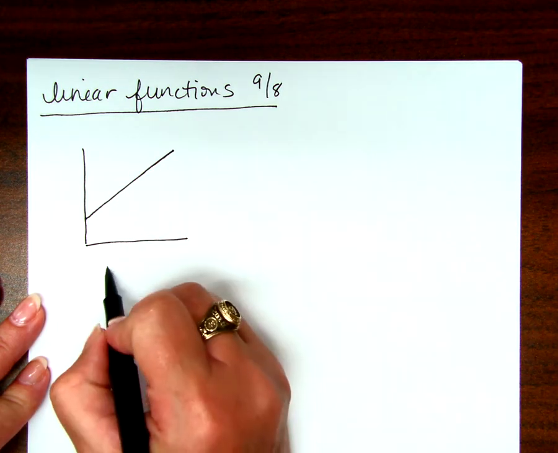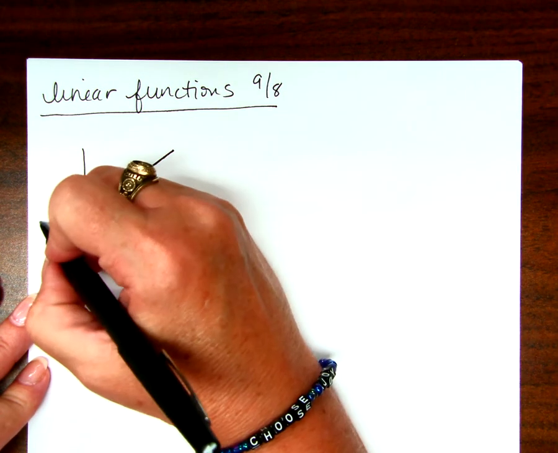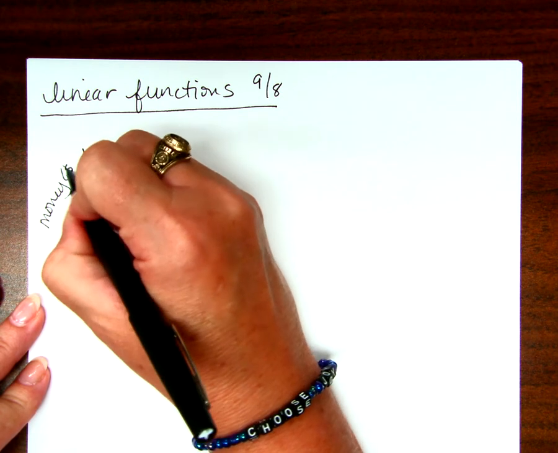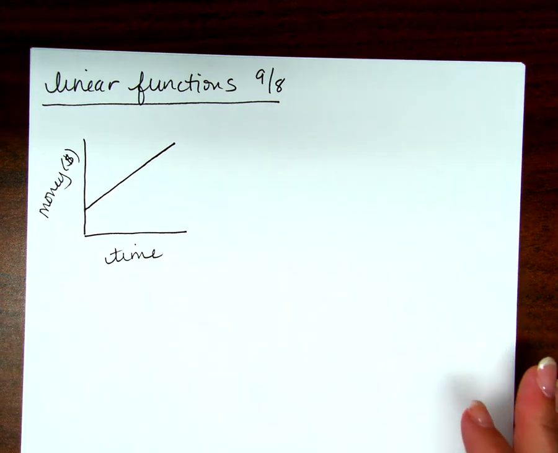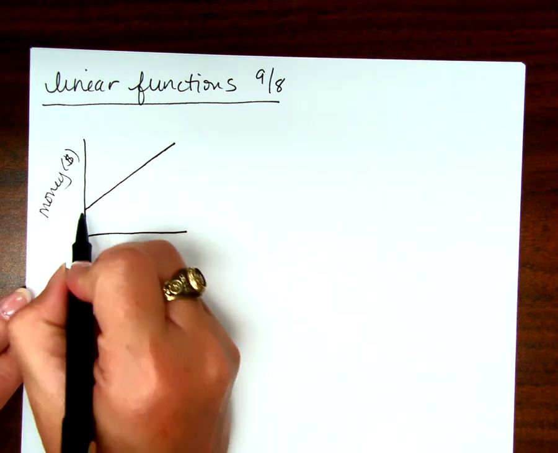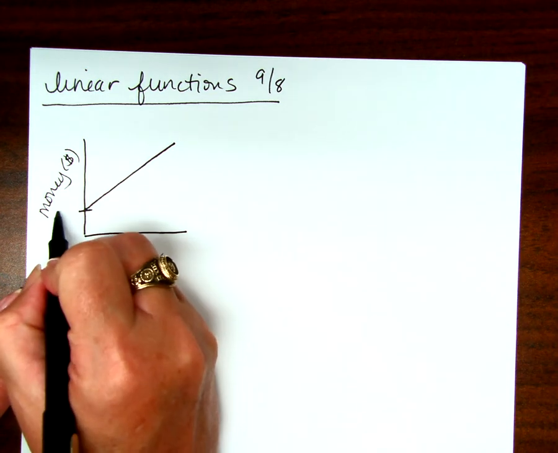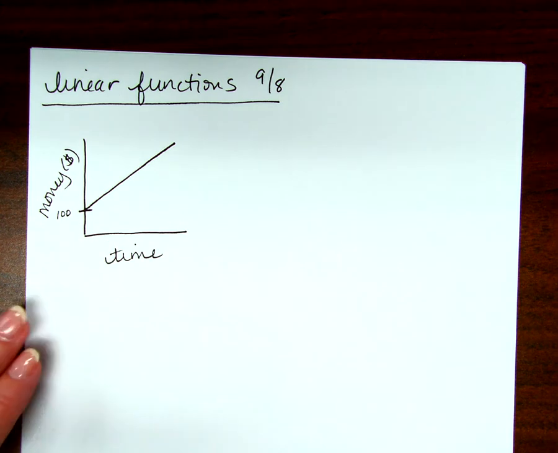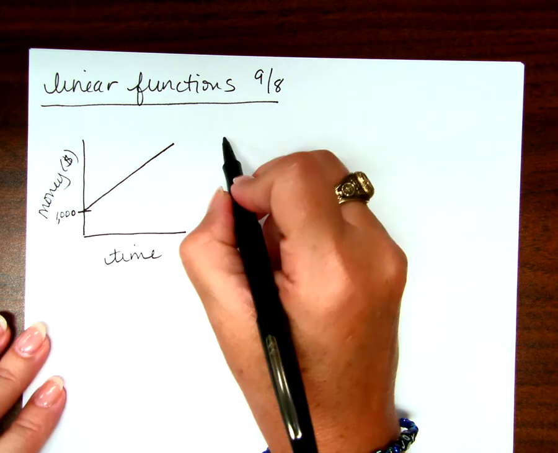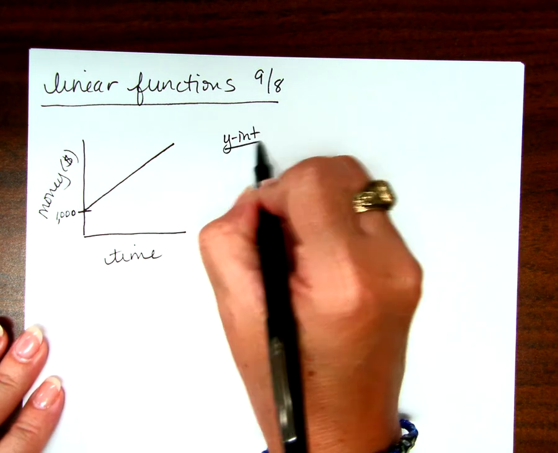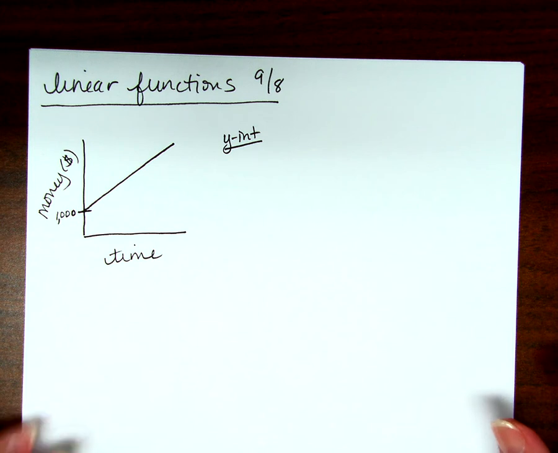Okay? So we're just going to go straight to a graph like this. Tell me about the y-intercept of this function. It's 1,000. So what does that mean? I understand that, but what does it mean in the situation of the problem?